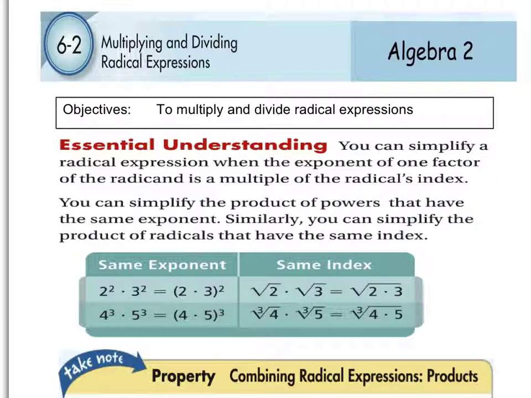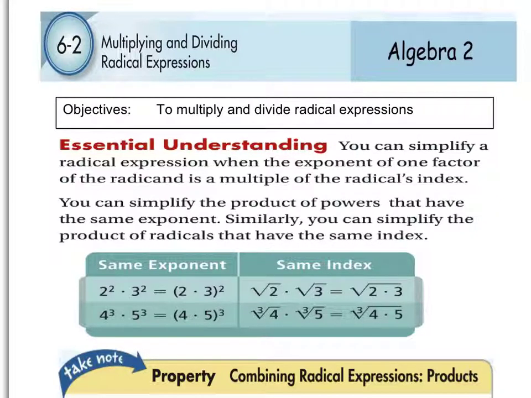It says here, you can simplify a radical expression when the exponent of one factor of the radicand is a multiple of the radical's index. We're going to talk about all that. You can simplify the product of powers that have the same exponent. Similarly, you can simplify the product of radicals that have the same index.